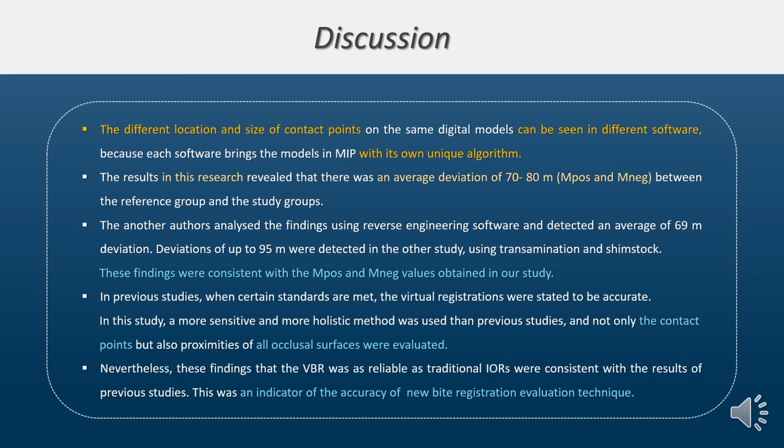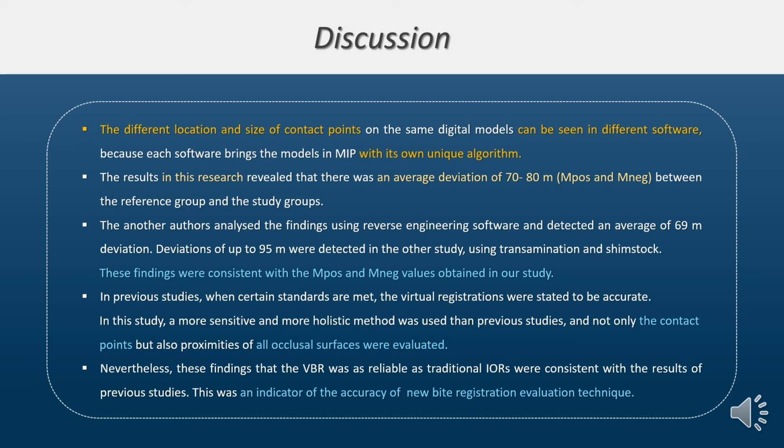This is the discussion of the study. The different location and size of contact points on the same digital models can be seen in different software. This is because each software brings the models in MIP with its own unique algorithm. In this study, the results revealed that there was an average deviation of 70 to 80 micrometers between the reference groups and the study groups.